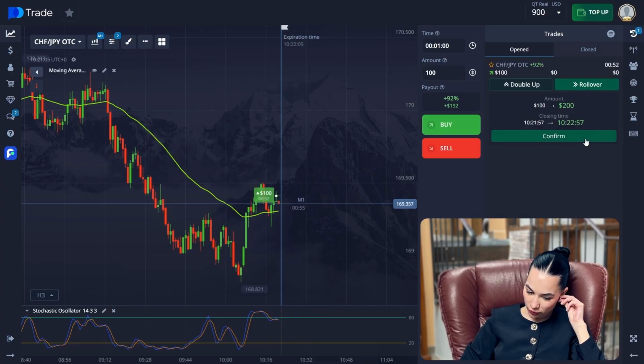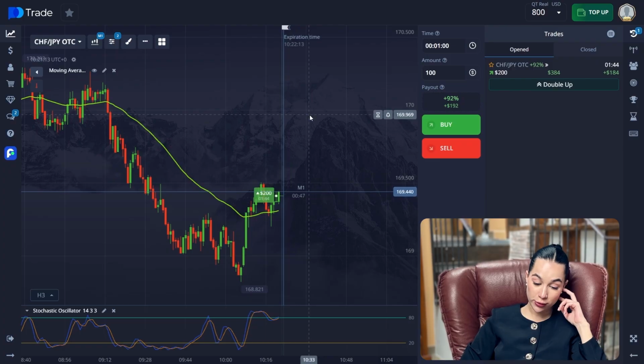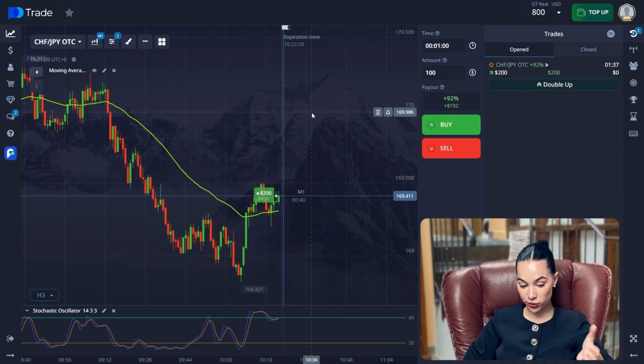So let's do a rollover here because we have this kind of opportunity. Why not? As we can see, the time of our trade doubled up. Now it's reversed in the upward direction, so it's good. I think even for 1 minute we would close it in a plus.